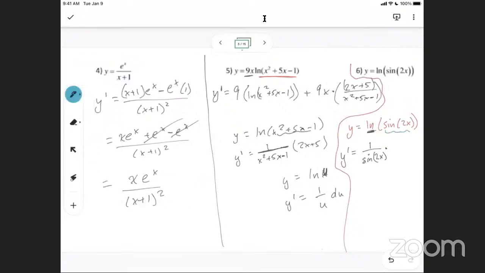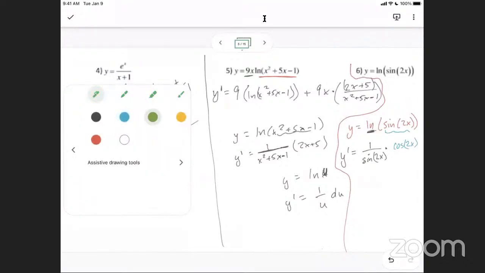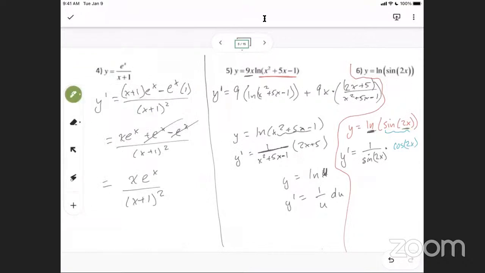And the derivative of sine is what? Cosine? Cosine 2x unchanged, but then I have to take the derivative of the innermost function, which is 2x. What's the derivative of 2x? 2. 2. So cleaning it up, I have 2 and cosine 2x on the top, and I have sine of 2x on the bottom.